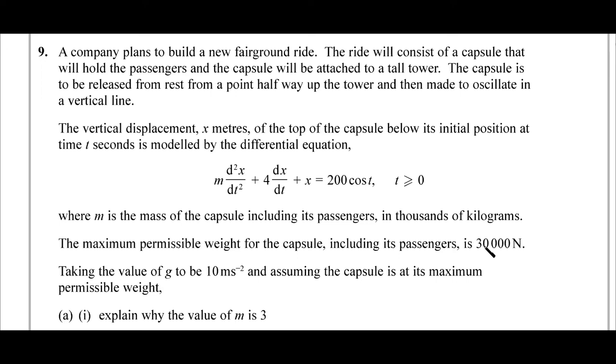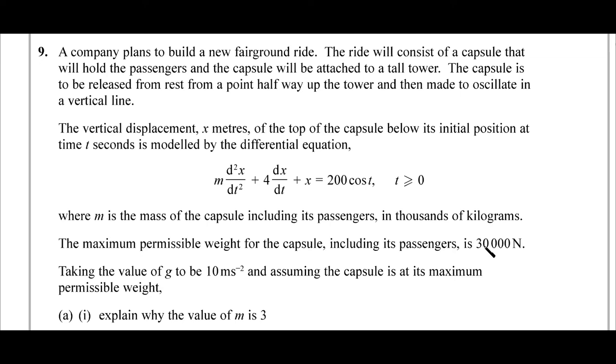The vertical displacement x meters of the top of the capsule below its initial position at time t seconds is modelled by the differential equation m d²x/dt² + 4 dx/dt + x = 200 cos t, where t ≥ 0. M is the mass of the capsule, including its passengers, in thousands of kilograms. The maximum permissible weight for the capsule, including its passengers, is 30,000 newtons.